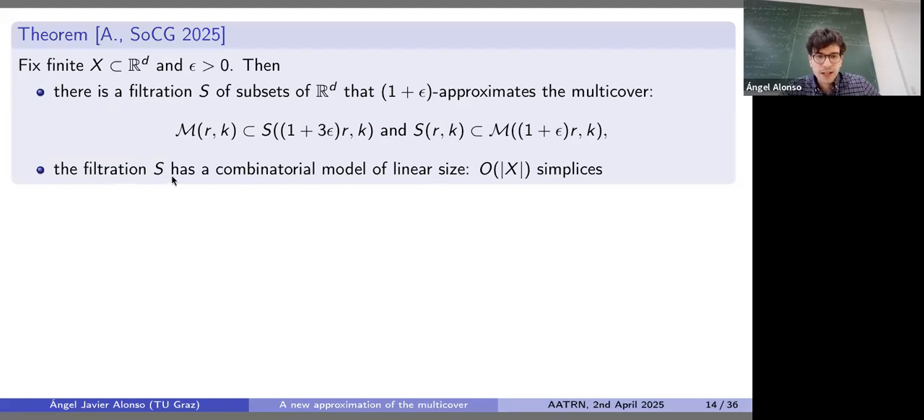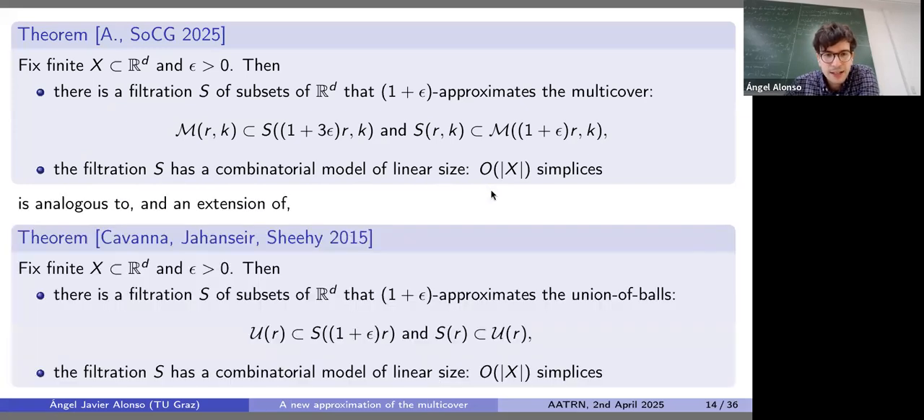And then, well, this filtration S has a combinatorial model of linear size in the number of points. And this result should be compared against this other result of Cavanna, Jahanseir, and Sheehy that is analogous. So this result can be considered an extension of this one. That says the same, but for the union of balls instead of the multicover. It says there is a filtration S, again of subsets of Rd, such that, well, just by increasing the radius, 1 plus epsilon r, we have this inclusion. And, well, this is slightly better. We don't need this filtration S to be just included in the union of balls. That also has a combinatorial model of linear size.